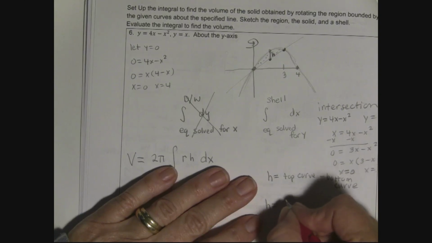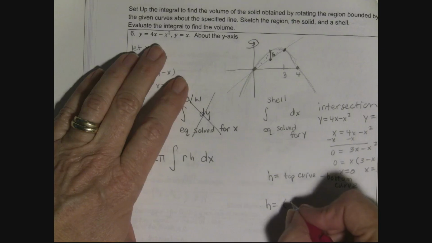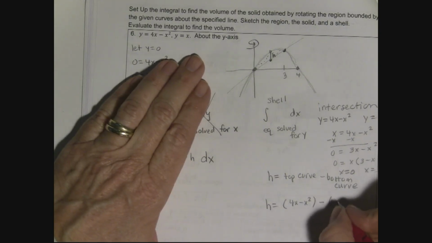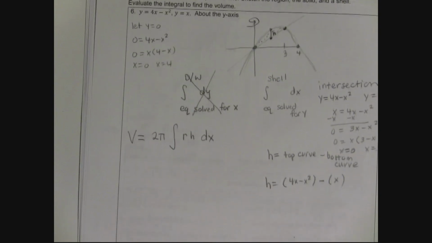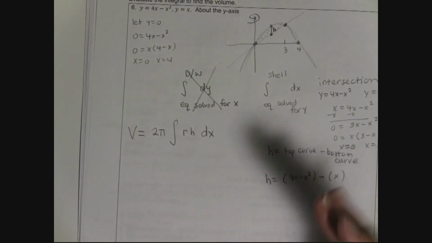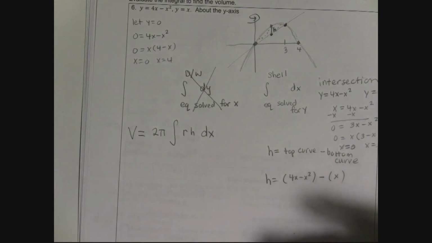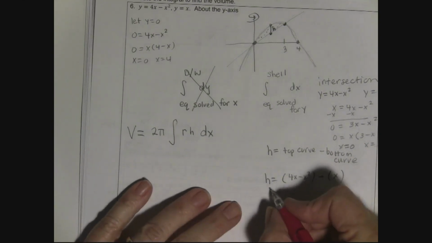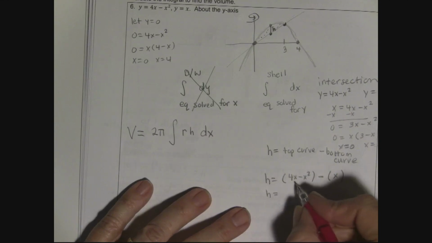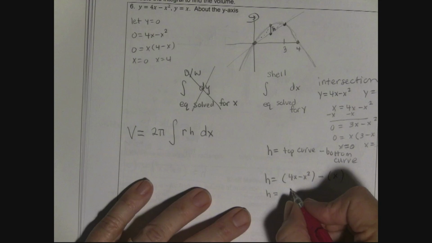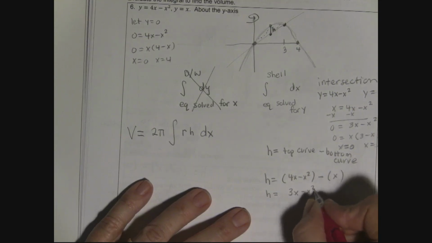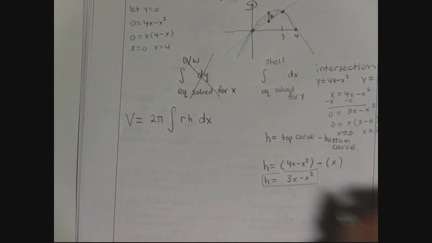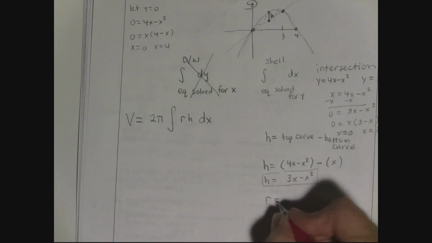So H equals the top curve, the parabola, which is 4x minus x squared, minus the bottom curve, which is x. And it's kind of lucky that it's a monomial, because if I didn't use the parentheses, I'd get away with it. And I like to simplify H. I'll be honest. 4x minus x is 3x minus x squared. So there's H.